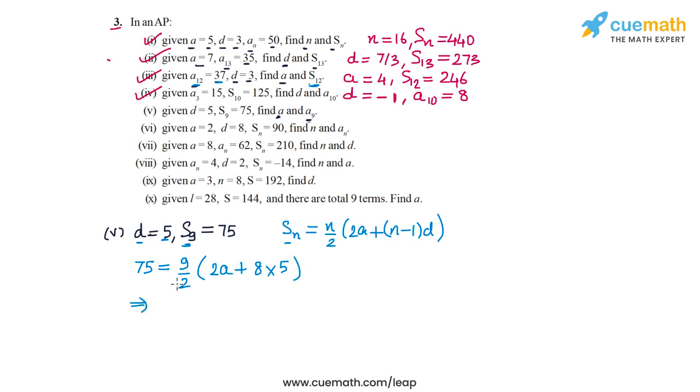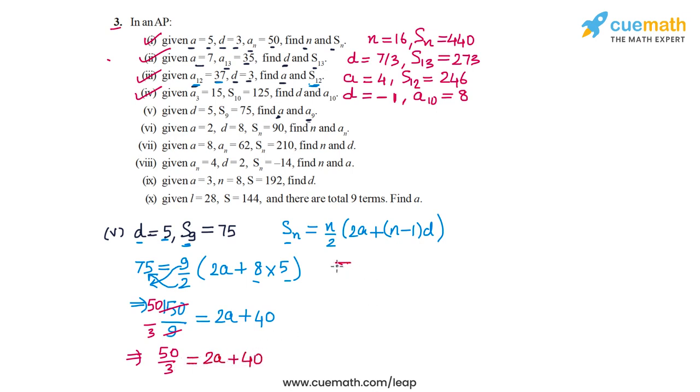So now let's cross multiply 2 with 75. So we get 150 and bring this 9 down into the denominator. So 150 by 9 is equal to 2a plus 40. 8 into 5 is 40. And if we cancel out the common factor of 3, we get 50 by 3. So we get 50 by 3 is equal to 2a plus 40.